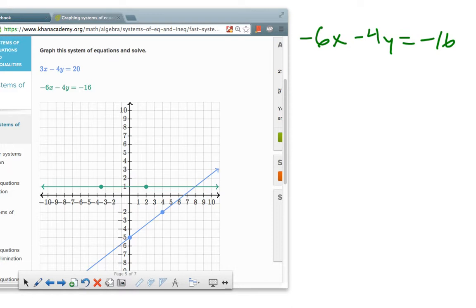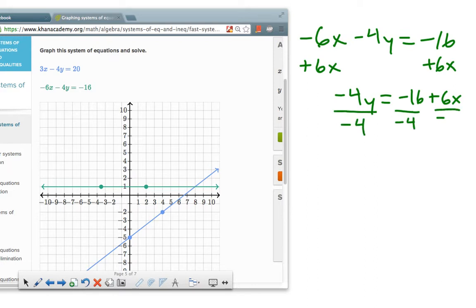I'll start by getting rid of the x term. So I'm going to add 6x to both sides. And so I get negative 4y is equal to negative 16 plus 6x. Now I need to get rid of the coefficient for y, so I'll divide by negative 4. And so you get y is equal to negative 16 divided by negative 4 is positive 4. A positive divided by a negative is going to be a negative, and then 6 over 4 reduces to 3/2 x. And so I can go ahead and graph that.